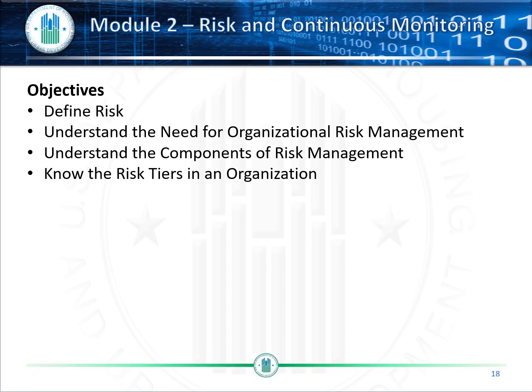Module 2 will be a comprehensive review of NIST Special Publication 800-39, Managing Information Security Risk. The objectives of Module 2 are: define risk, understand the need for organizational risk management, understand the components of risk management, and know the tiers of risk in an organization.